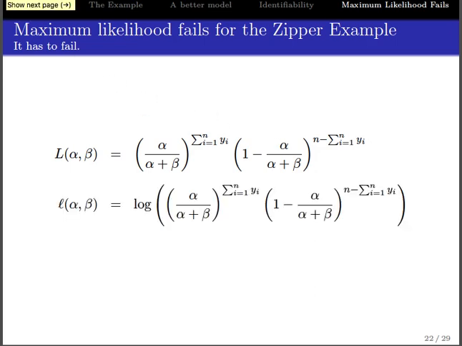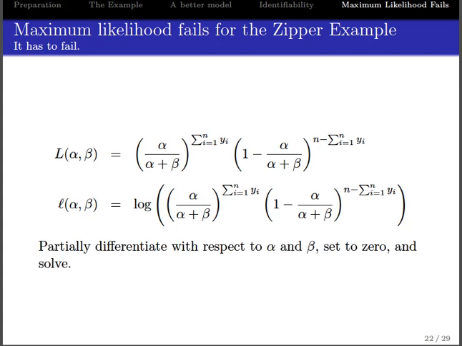And then we take the log of it, and then you simplify it a little bit more, and you partially differentiate with respect to alpha and beta, set both equations to 0 and solve, because that's how you would do maximum likelihood for a multi-parameter problem. You get two equations and two unknowns.